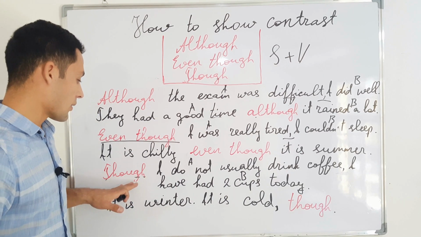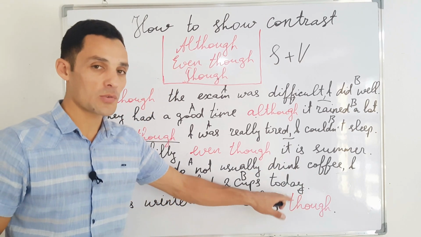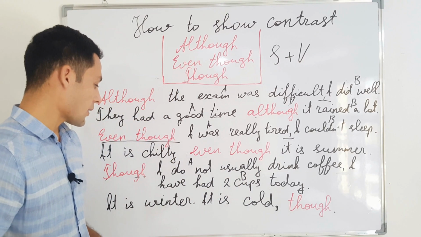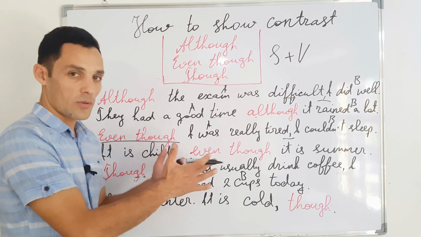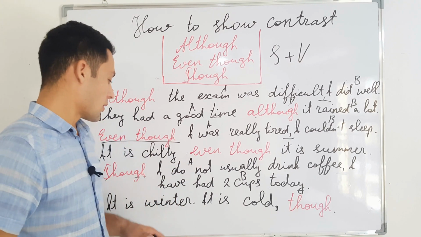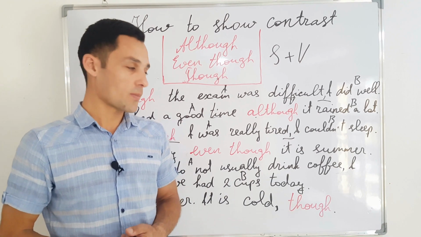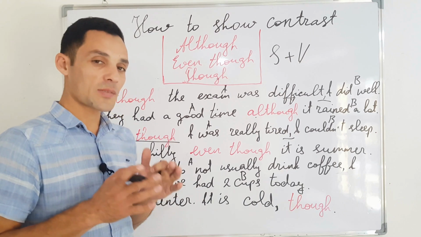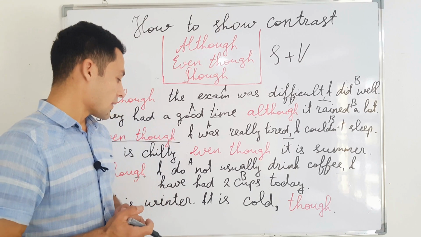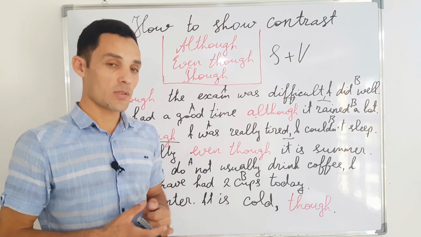So the first example is, "Though I do not usually drink coffee, I have had 2 cups today." You see, we have A point and here B point, and I'm connecting two sentences with though. Of course, it's contrast. Also, "Though I do not usually drink coffee, today especially, I have had 2 cups." You see, though can be used in the first position.